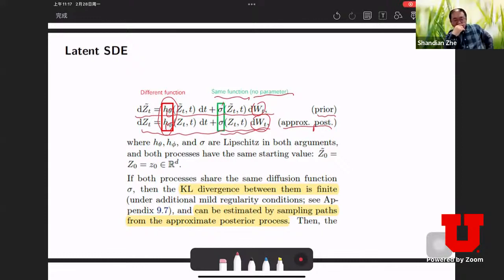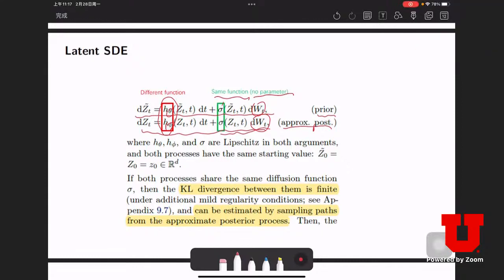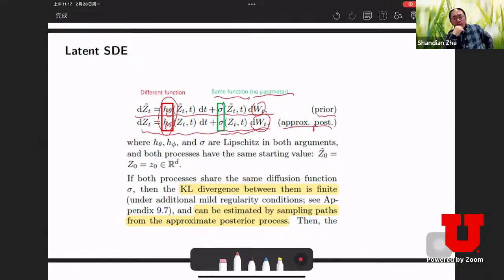That's so weird. Yes, when I first saw this, I thought it was very weird, but they do make the definition like this. So why do they assume the diffusion term is the same?